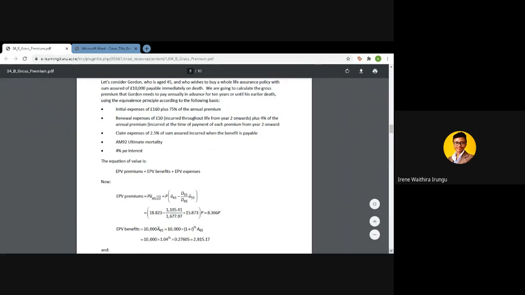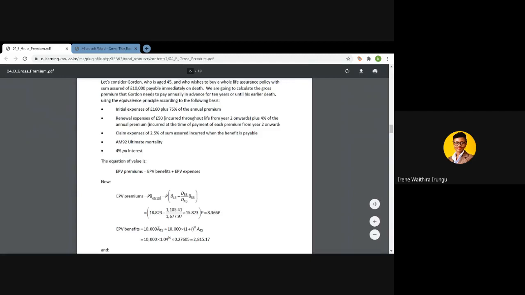So we are told, let's consider Gordon, who is aged 45 and wishes to buy a whole life assurance policy with a sum assured of 10,000 payable immediately on death. So that statement has quite a lot. We are getting the age, the type of contract, the sum assured, and we're also told the point in time at which the contract is being paid. So it is immediately and not the end of the year of death.